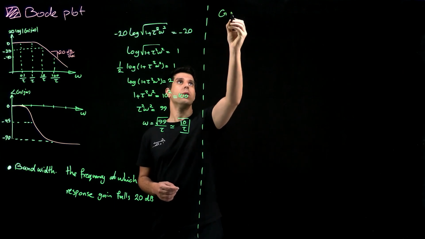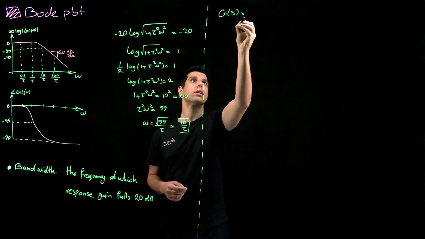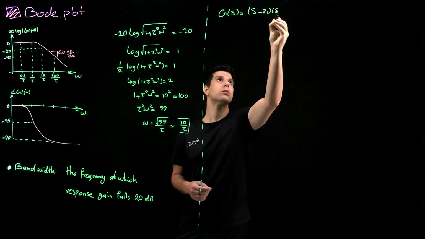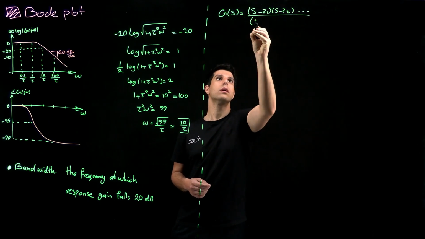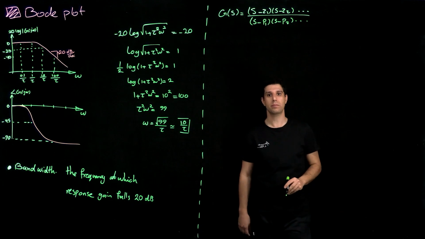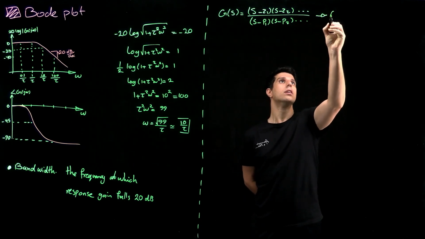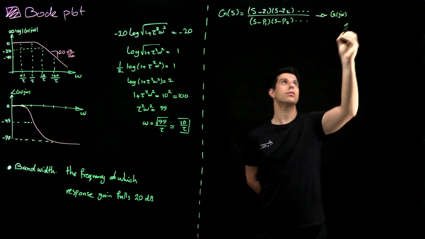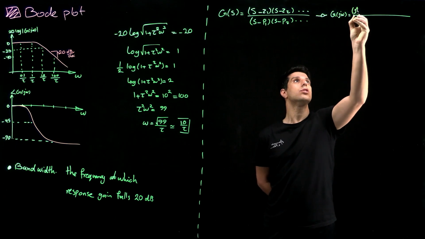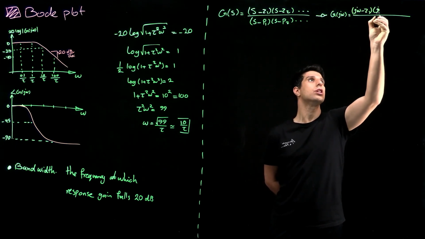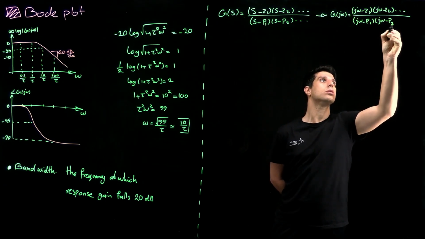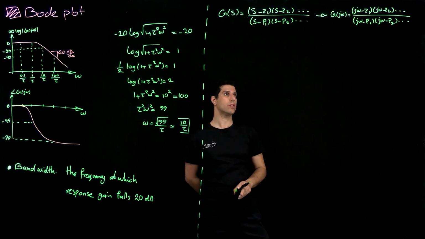So in a general condition, my G(s) can be written as some constant times (s minus z1) times (s minus z2) and so on, over (s minus p1) times (s minus p2) and so on. So these are the zeros and poles of the system. From here, G(jω), the sinusoidal transfer function, is just substituting jω for s: (jω minus z1) times (jω minus z2), over (jω minus p1) times (jω minus p2). So that is my sinusoidal transfer function.